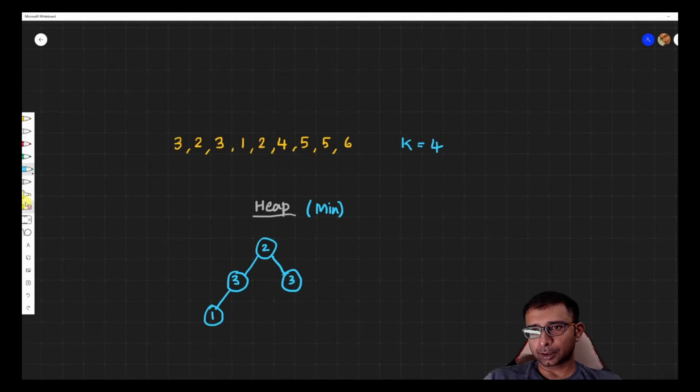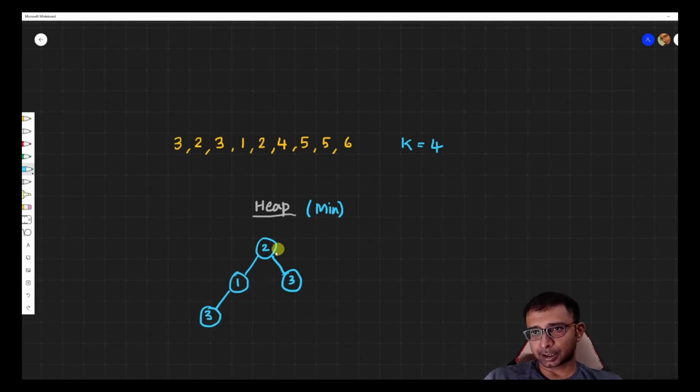So with this 1, what happens is I check: is my parent greater than me? Yes, it is greater than me. So what should I do? I should immediately do a swap. So here I am, I put the 1 back over here and the 3 goes below.